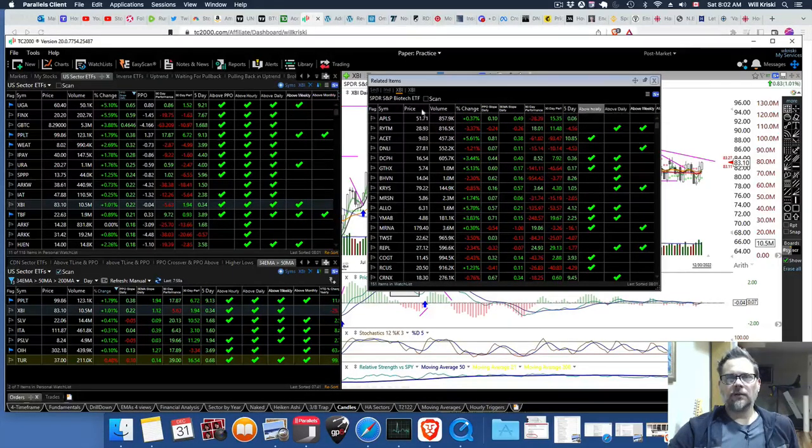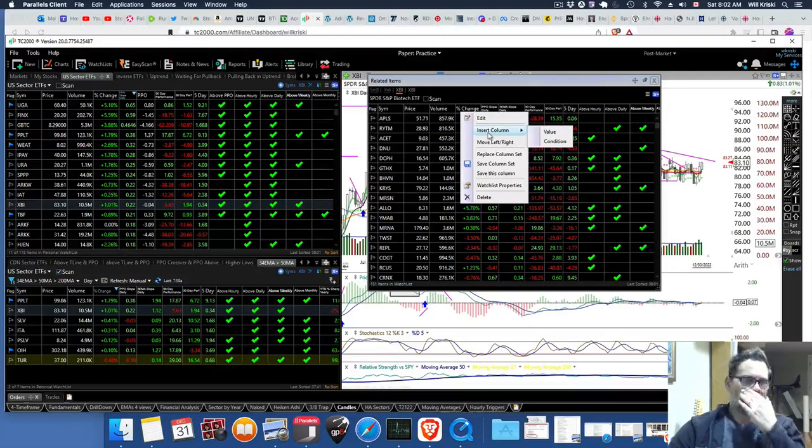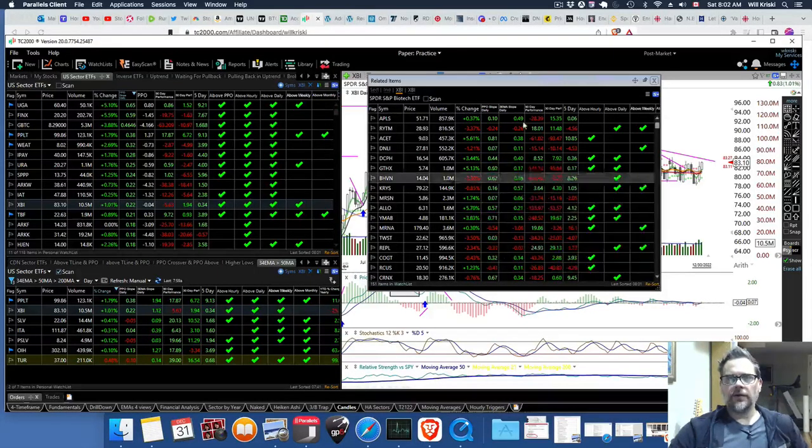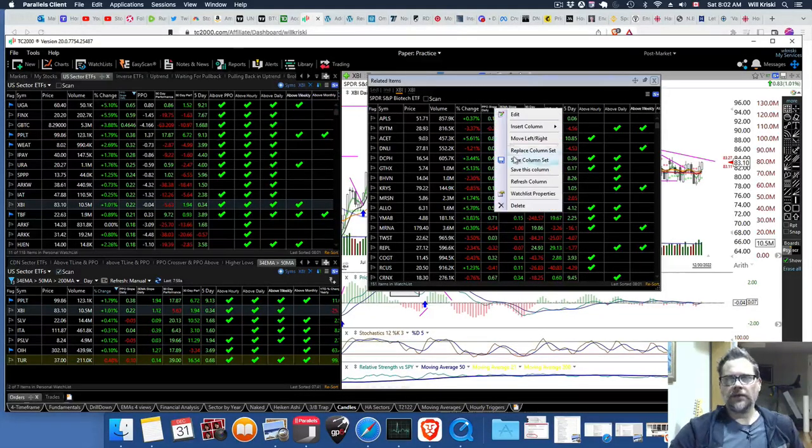If you want to set up what columns to have when you open up a component watch list or anything you scan or watch list, you can save the column set as the default, and that'll open up for watch lists and stuff like that. So that's why this shows up. If I create columns or insert columns, and then I want to save it, I right click and say save the column set, and then I can save it with a name, or I can have it used as a default.